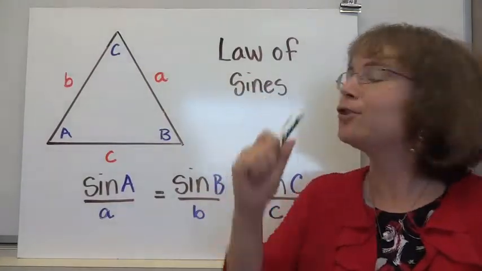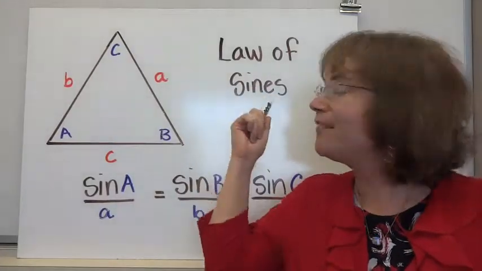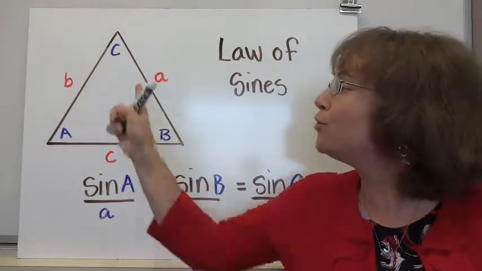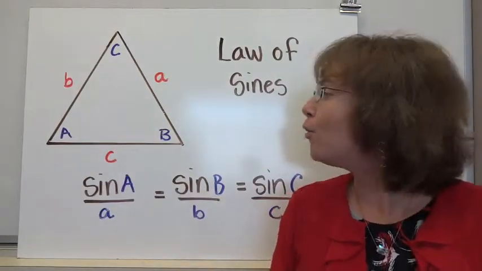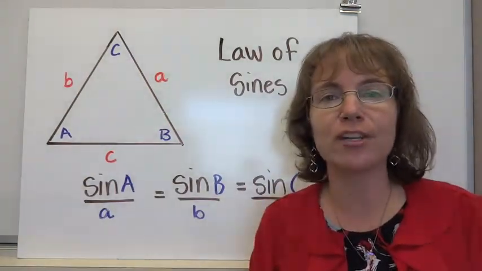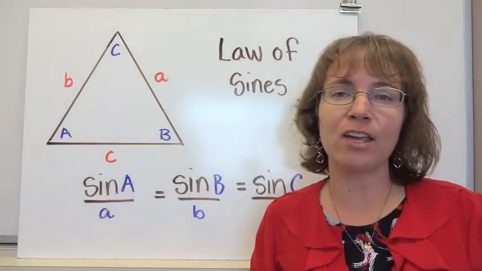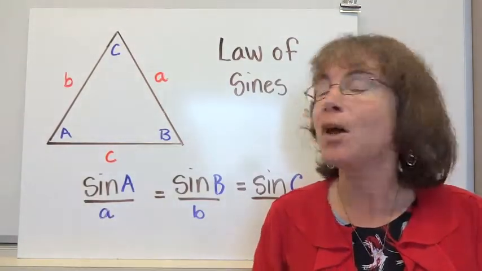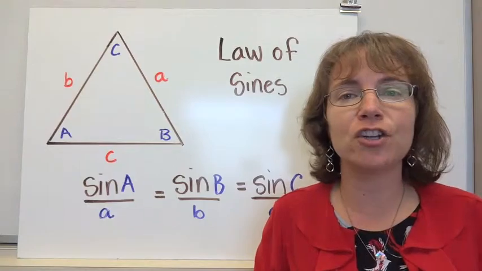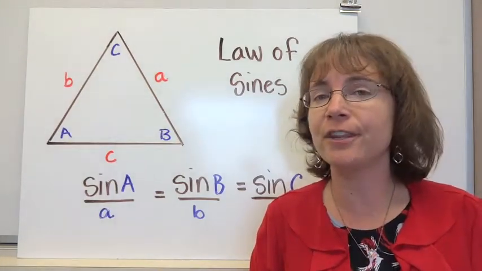We're going to be talking about the law of sines. Now, the law of sines is a handy tool you can use to solve for side lengths or for angles of a triangle that's not a right triangle. In a right triangle, we can use the Pythagorean theorem. We can also use our trigonometric ratios to solve for both the side lengths and for the angles.